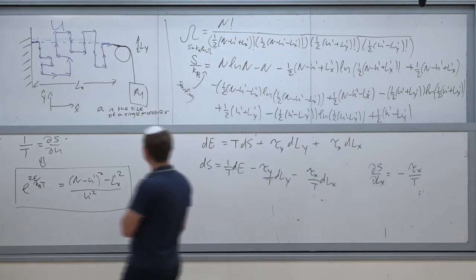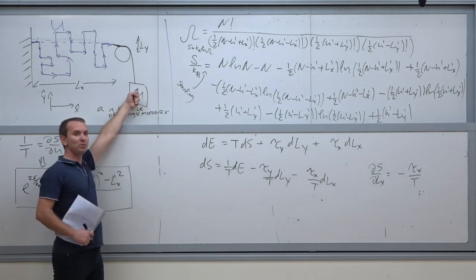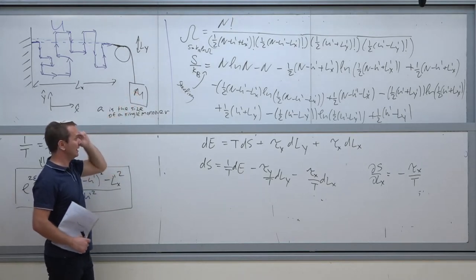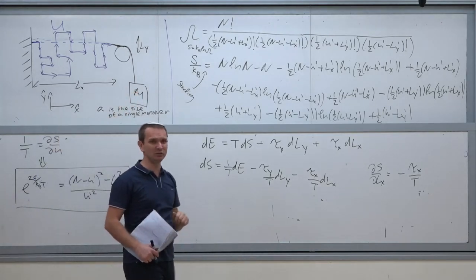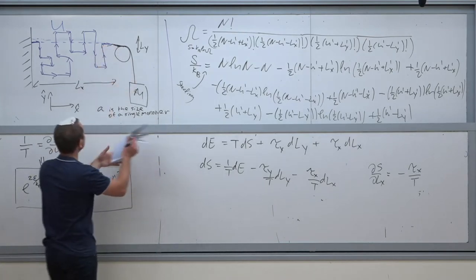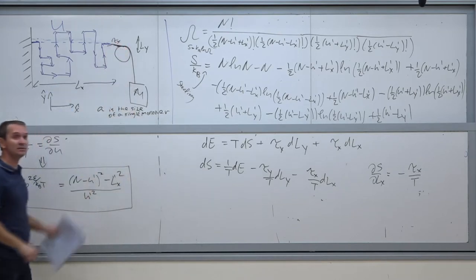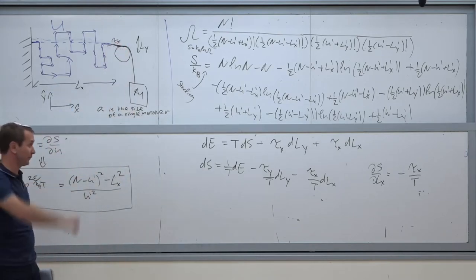Okay? My tau x is the force that I'm pulling on this polymer over here. This is my tau x. I don't have tau y, okay? And my Ly is eventually going to be zero. But I do have tau x because I'm pushing here. This is my tau x. This is the force that I'm using.